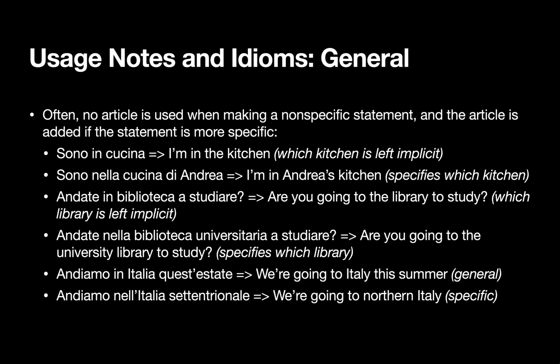Finally, andiamo in Italia quest'estate. We're going to Italy this summer. And again, that's general. It could be anywhere in Italy. If you were going to say something more specific, on the other hand, that would change to nel, like andiamo nell'Italia settentrionale. We're going to northern Italy.